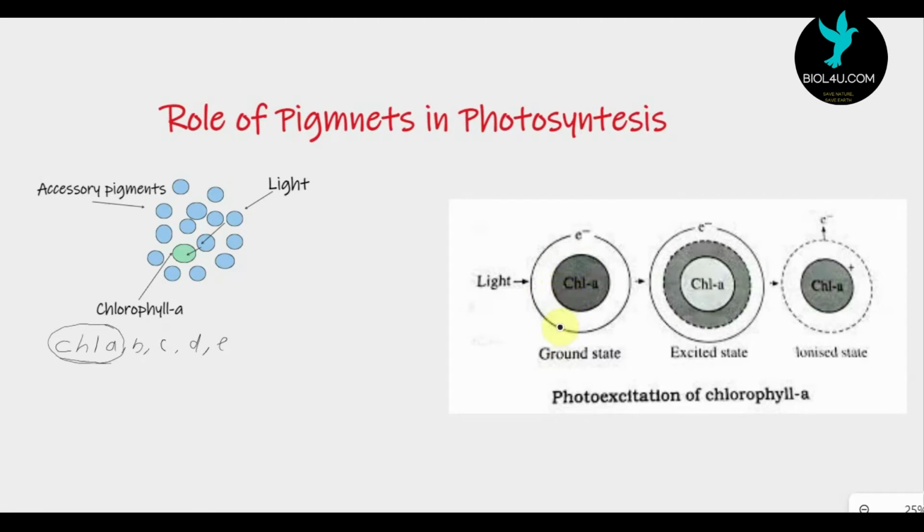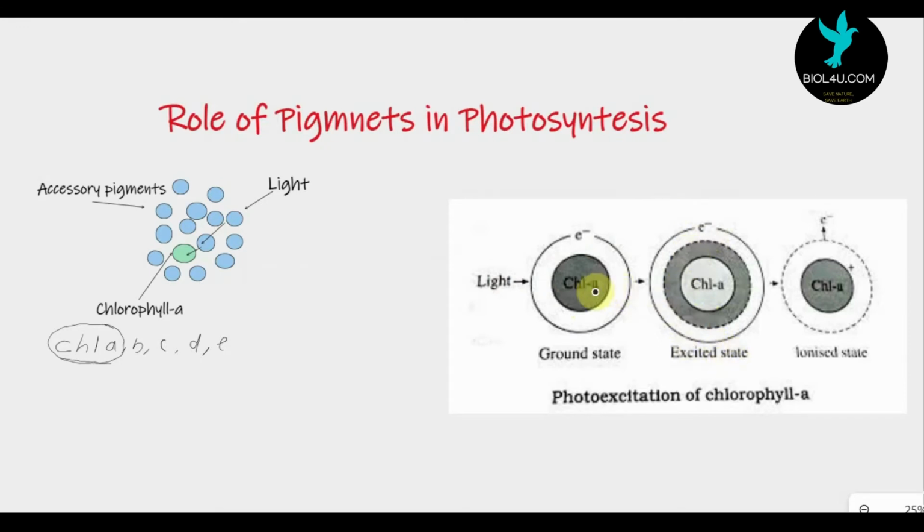When chlorophyll-a absorbs or receives photons, or light, it is activated. A photon is the packet of energy present in light or sunlight. When it receives the photon, it expels an electron to a higher energy level, and this is called the excited state. See this diagram: chlorophyll-a absorbs sunlight and goes to the excited state. What is the excited state? The electron is transferred to the next higher level.